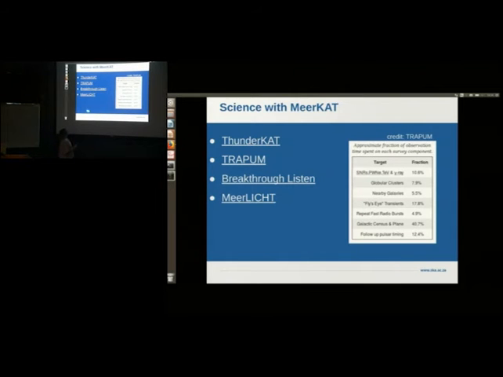So MeerLICHT, I wanted to talk to you guys about because it's an optical telescope that was constructed by the South African Astronomical Observatory, our sister organization. It is located about 250 kilometers away from MeerKAT, and it will track whatever MeerKAT is looking at. So whenever there's a transient, and when it's nighttime, and the transient was discovered by MeerKAT, we could see what the optical equivalent of that looks like. It's a 0.6 meter telescope.